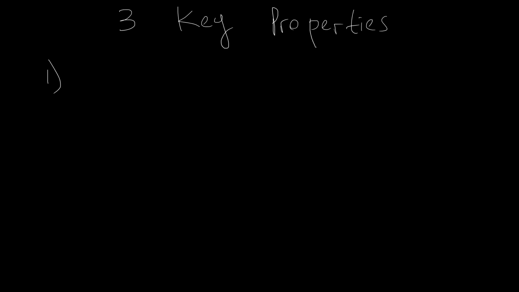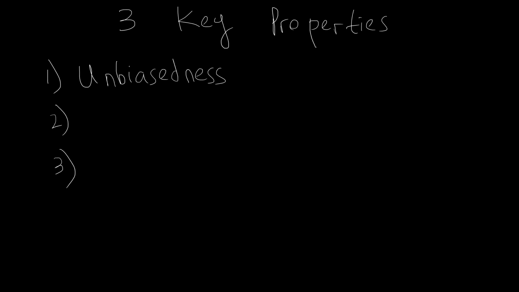Hey guys, so in econometrics, we are interested in three key properties of estimators. The first one is unbiasedness. The second one is efficiency, while the third one is consistency.